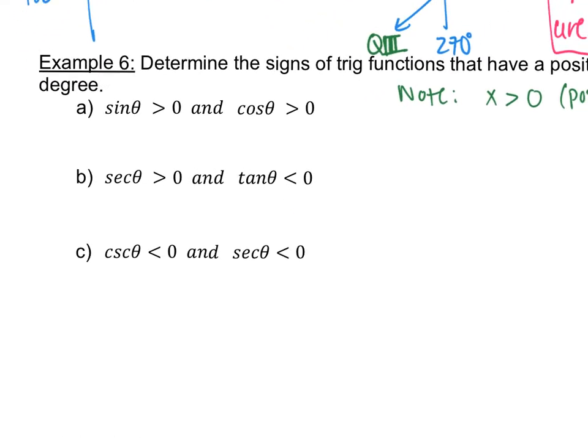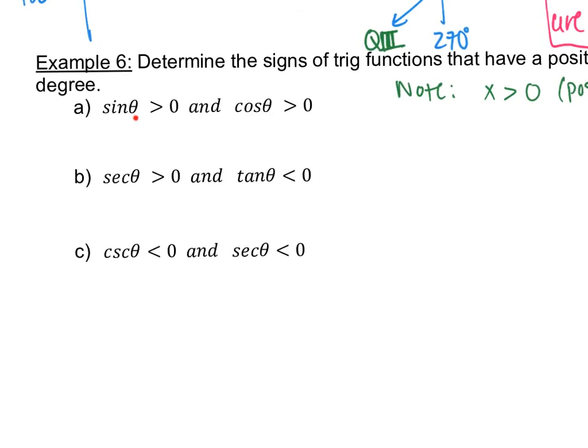So in this case, let's look at A. A says that sine is greater than 0, so this is saying that sine is positive. And this cosine here says positive as well, because cosine is bigger than 0. That being the case, we can try to interpret sine here.